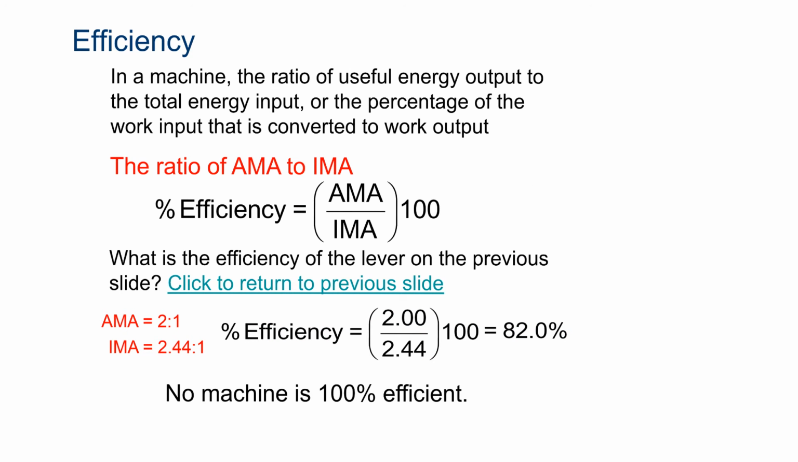Efficiency. So this is the ratio of actual mechanical advantage to ideal mechanical advantage times 100, so you get a percentage here. So for our last one, it would be 2 was our actual mechanical advantage divided by 2.44, so our efficiency was 82%, and no machine is ever going to be 100% efficient. And you lose almost all of your efficiency due to friction in machines.